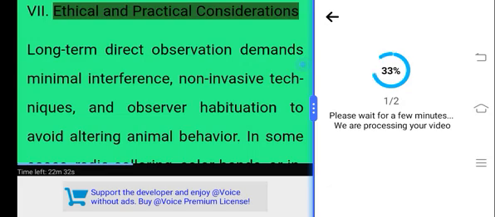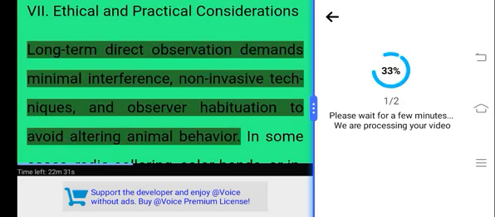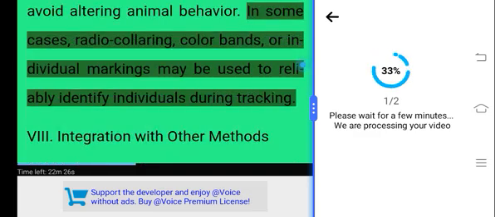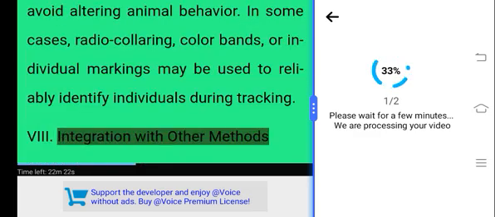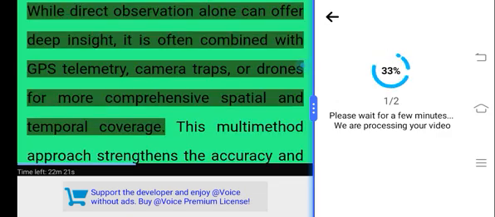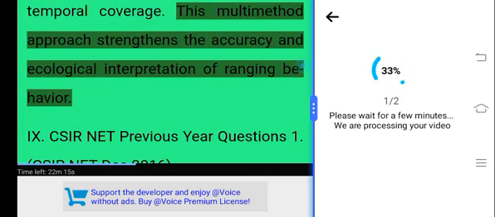7. Ethical and practical considerations. Long-term direct observation demands minimal interference, non-invasive techniques, and observer habituation to avoid altering animal behavior. In some cases, radio collaring, color bands, or individual markings may be used to reliably identify individuals during tracking. 8. Integration with other methods. While direct observation alone can offer deep insight, it is often combined with GPS telemetry, camera traps, or drones for more comprehensive spatial and temporal coverage. This multi-method approach strengthens the accuracy and ecological interpretation of ranging behavior.